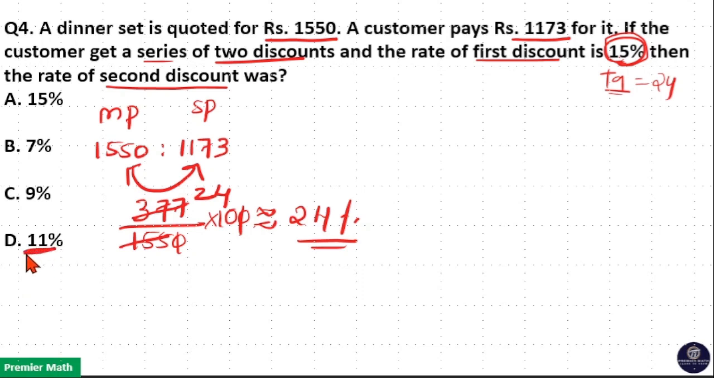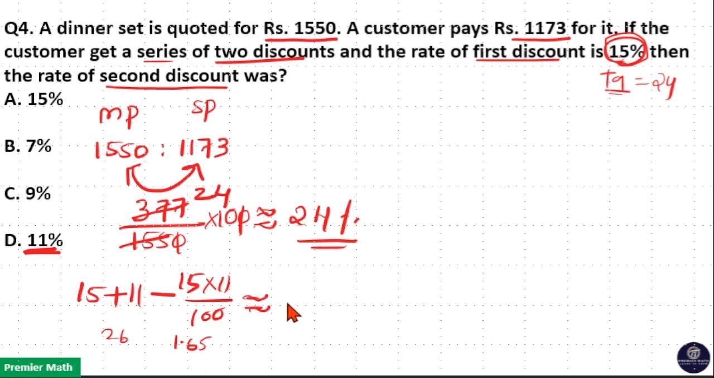Here there is 11%. Let us check. Take the overall discount formula. 15 is the first discount, now 11 is the second discount. Then 15 plus 11 minus 15 into 11 by 100 is the overall discount. Here this is 26, this is 1.65. So 26 minus 1.65 is around 24%. So option D is your answer.